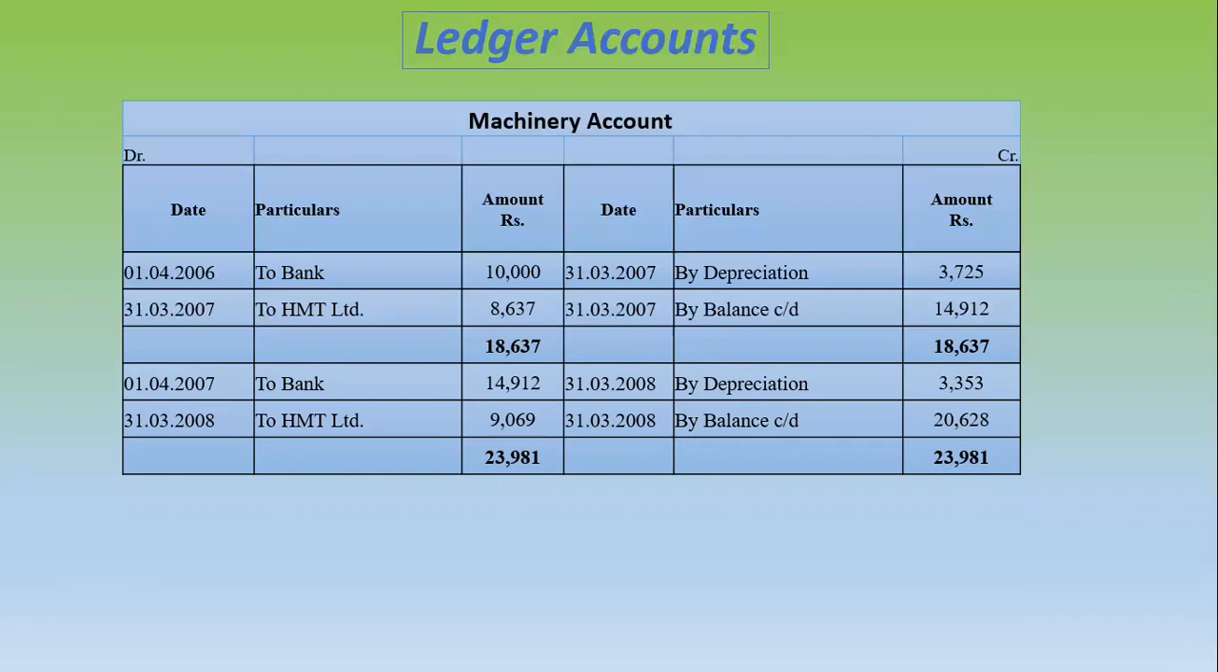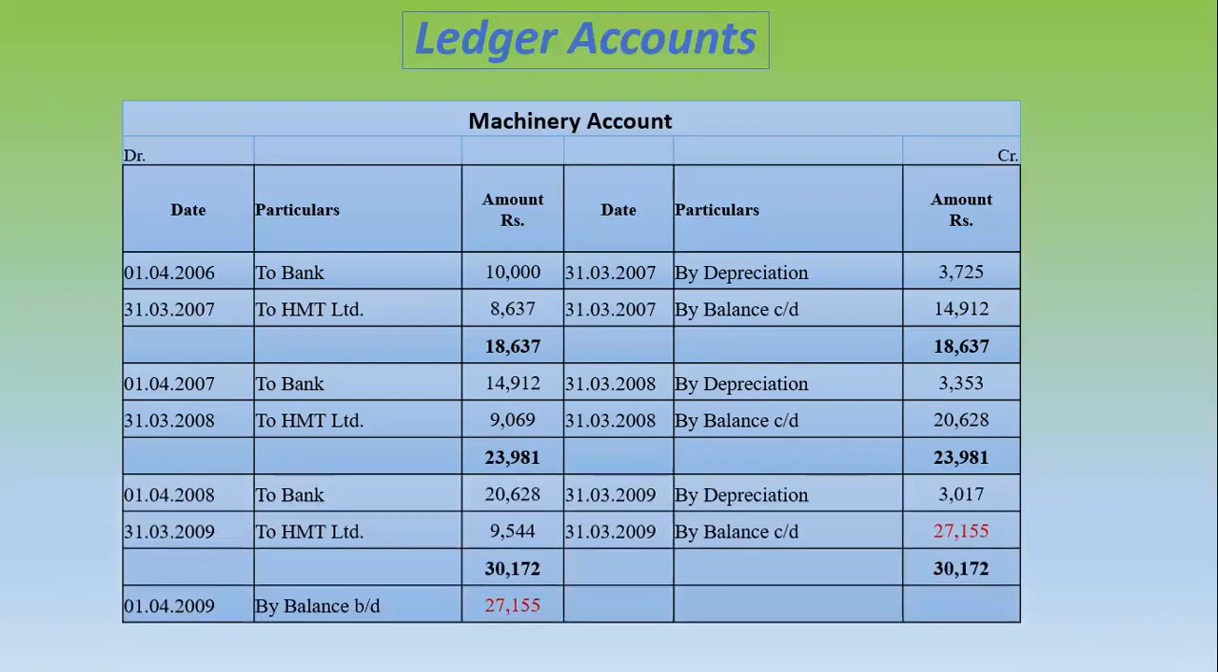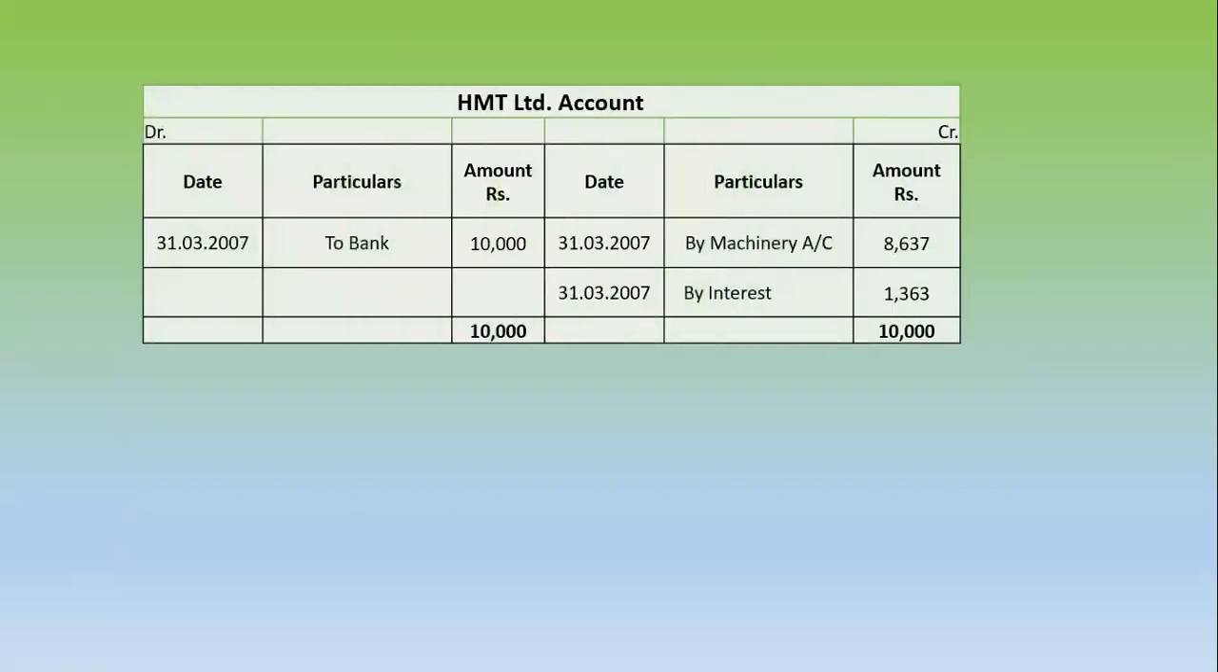And this balance you are going to transfer to the next year, the third year. So 1/4/2008, the balance brought down will be 20,628, and then cash price paid for the third installment will be 9,544. And again, you add the total, 30,172 on the debit side. Then on the credit side, depreciation charge 3,017, and total is 30,172. So the balancing figure will be 27,155. That is balance carried out, and this will be the opening balance for the next year. So this is the machinery account.